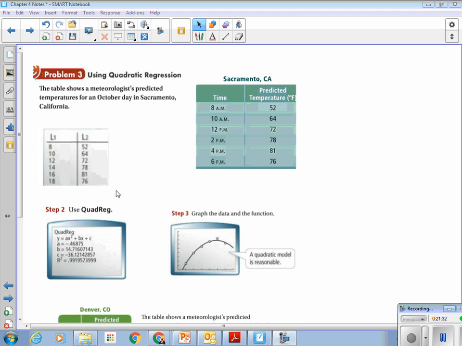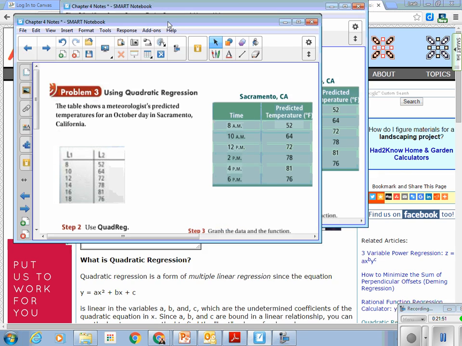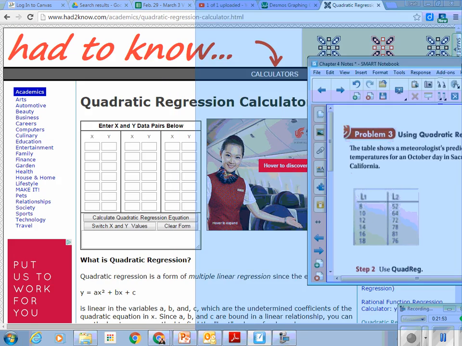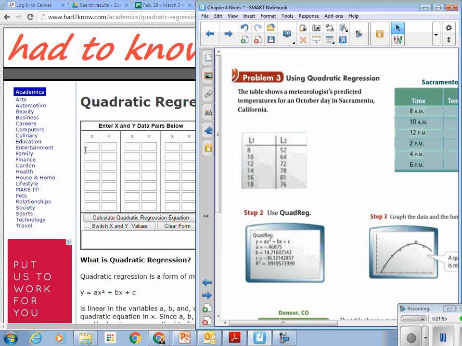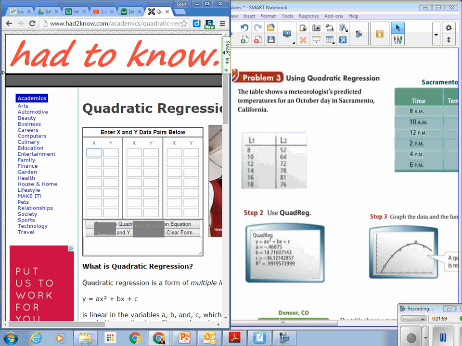What I usually do is I will go do a search for quadratic regression online calculator. So this is the had to know quadratic regression calculator. So in this situation, we would put in our data in the X and Y. So 8, you guys can play along at home.